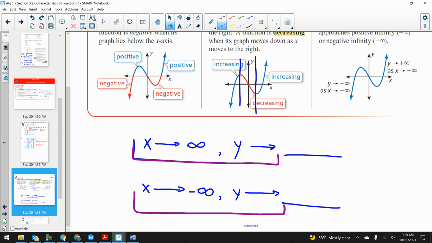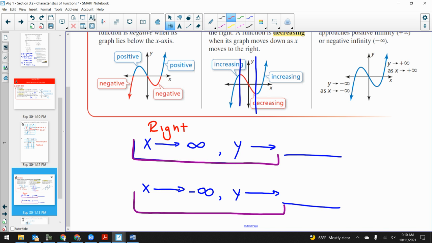So let's translate it from our math language to our English language. This says x arrow positive infinity. So meaning, as x gets bigger and bigger and bigger. So what direction is that on a number line? On the right. So this is saying on the right.